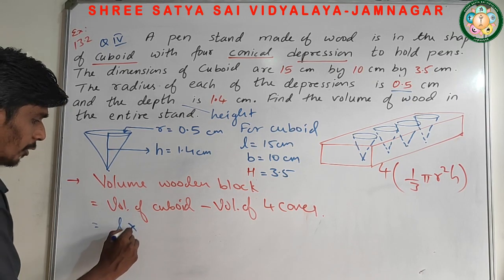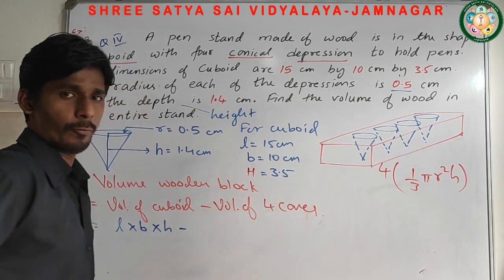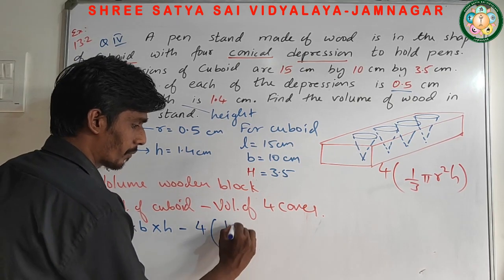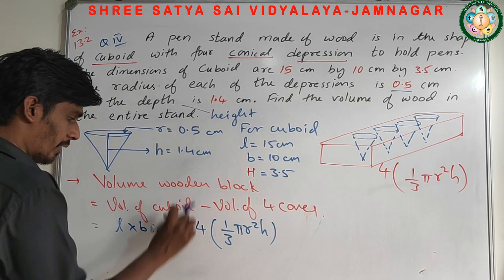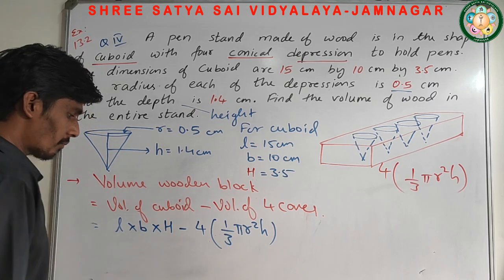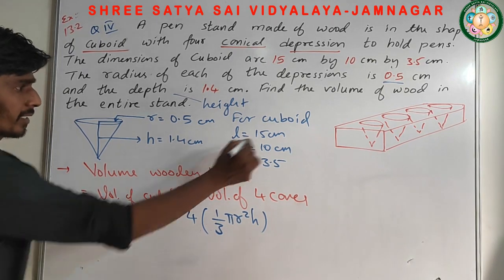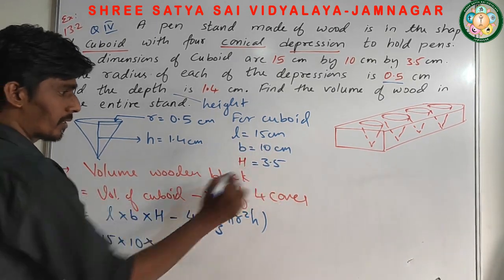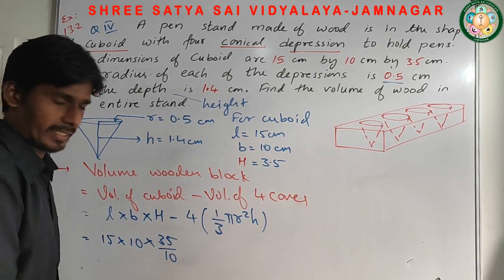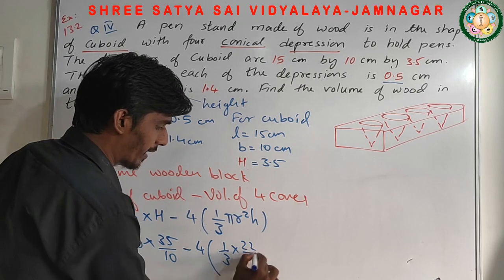Now we'll apply the formula for this. Cuboid means L into B into H, length into breadth into height, minus volume of 4 cones. Volume of 4 cones means 4 into 1 by 3 pi r square h. Now here the h of the cuboid is greater, so capital H. Replace the values. Length is 15. Breadth is 10. Height is 3.5. So we can write 35 upon 10. After removing the point, 10 below, minus 4 into 1 by 3 into 22 by 7.